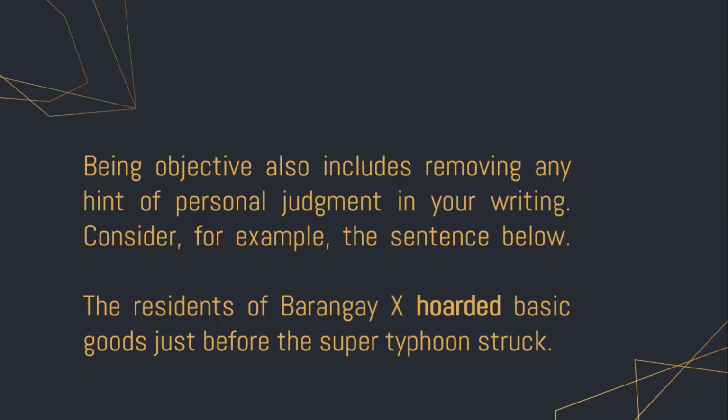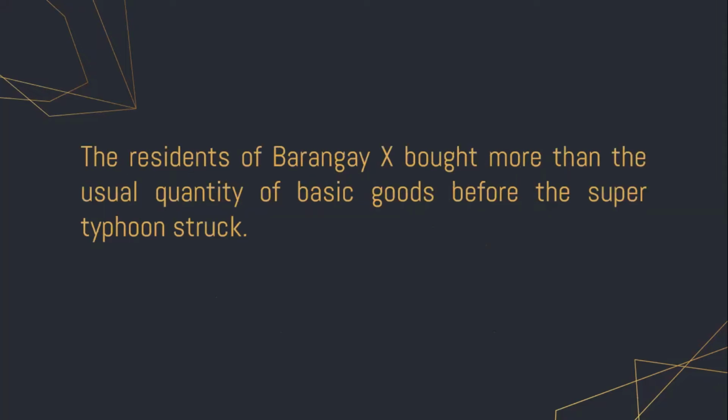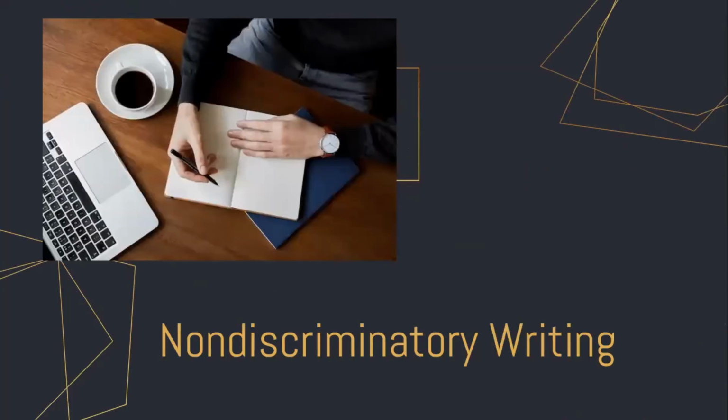Being objective also includes removing any hint of personal judgment in your writing. Consider, for example, the sentence below. The residents of Barangay X hoarded basic goods just before the super typhoon struck. So instead of saying hoard, you may use other terms that describe the situation. The word hoard has a negative impression, and its use in the sentence may imply that the writer disagrees with what the residents did. So a more neutral word should be used. For example, the residents of Barangay X bought more than the usual quantity of basic goods before the super typhoon struck.